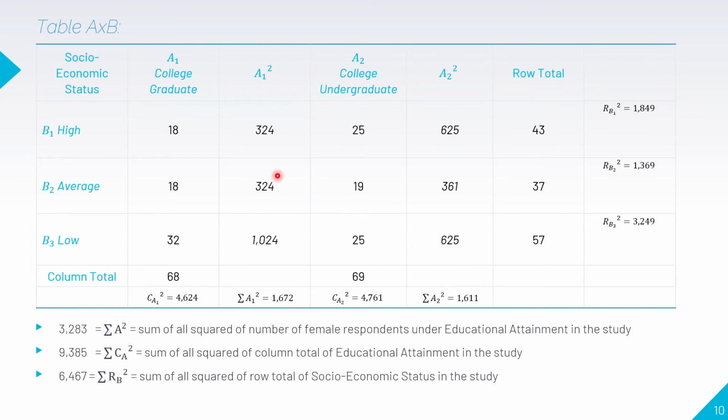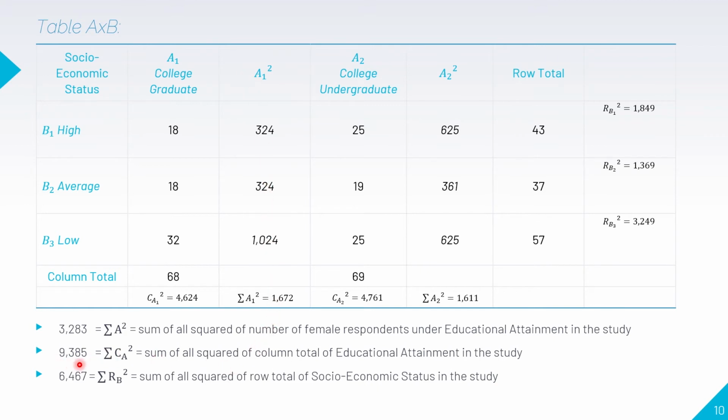So in finding our summation of A squared, we just need to add this one. And we have this answer, 1672, plus the summation of A sub 2, which is 1611. So 1672 plus 1611, we now have our summation of A squared, the sum of squared number of female respondents under the educational attainments in the study.